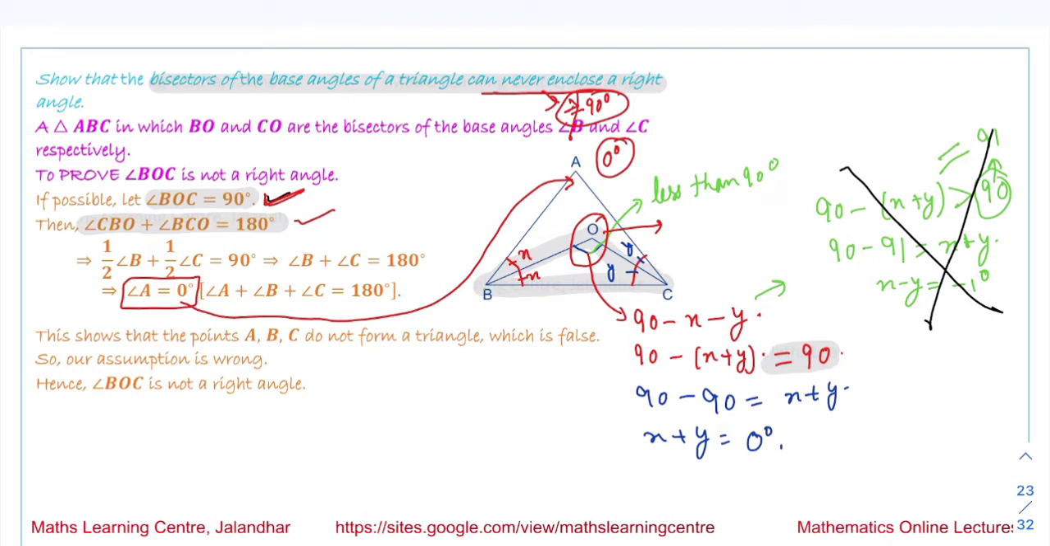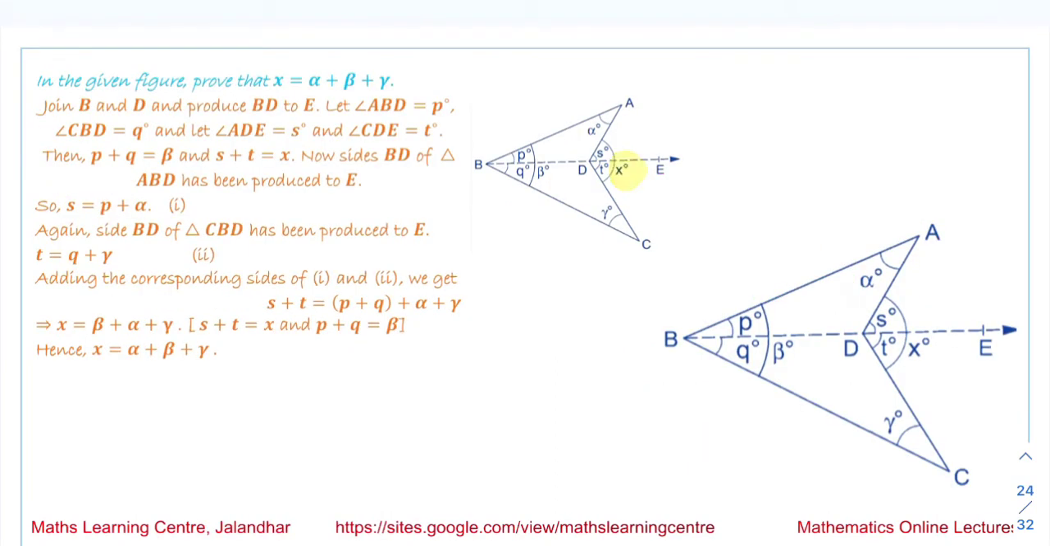Now in this next question, this figure is given to us and we have to prove that this angle x is equal to the sum of the angles alpha plus beta plus gamma. What we are going to do is construct a line over here, this line BDE. We have also marked some other angles, S, T, P, Q, all these angles we have marked.